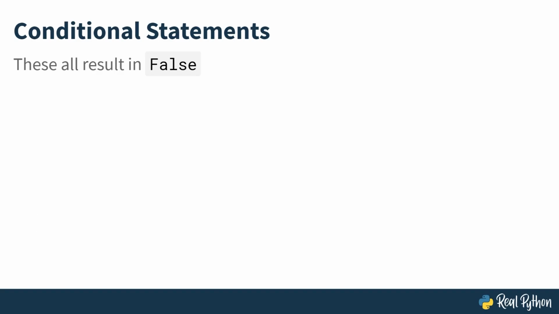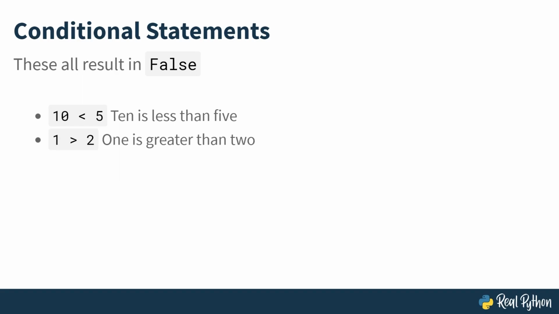Now you've seen a bunch of conditional statements, all of which evaluate to true. Now it's time to look at some that will evaluate to false. The first example is 10, left-facing chevron 5, which asks, is 10 less than 5? Which is false. The next example is 1, right-facing chevron 2, which asks, is 1 greater than 2? Which is false. 10, left-facing chevron equal sign 9, asks, is 10 less than or equal to 9? Which again, false. All of these examples are false.